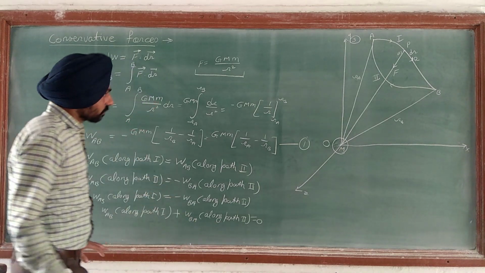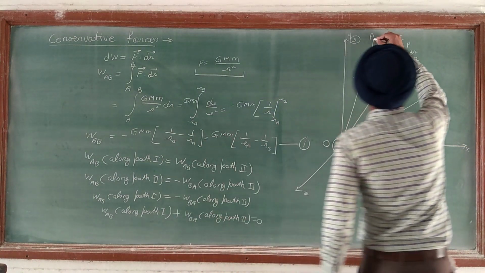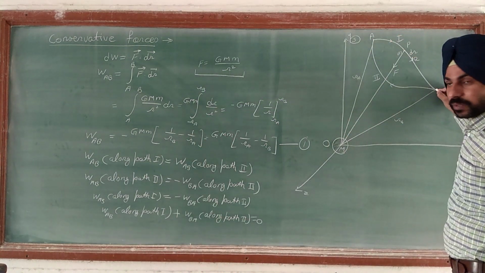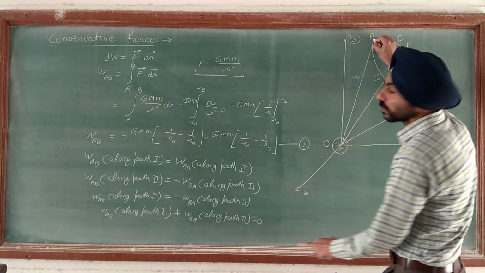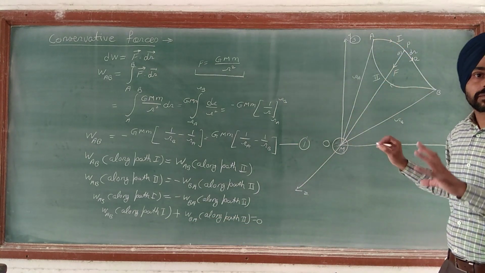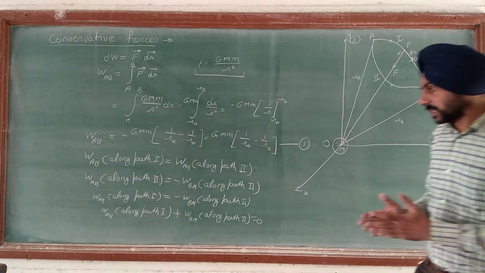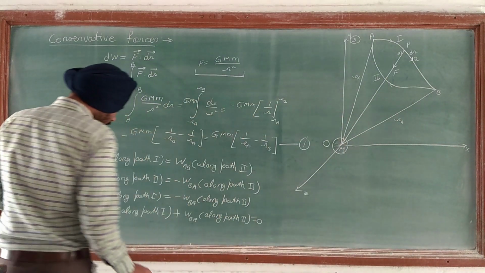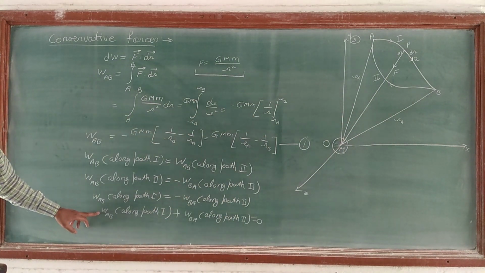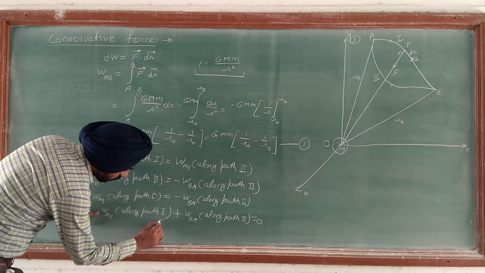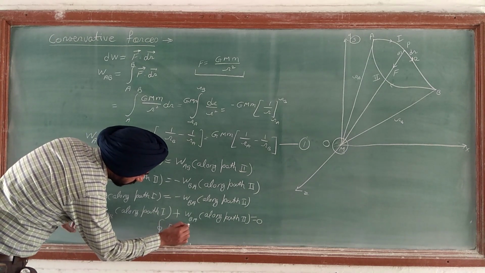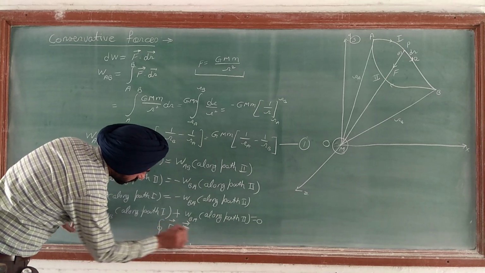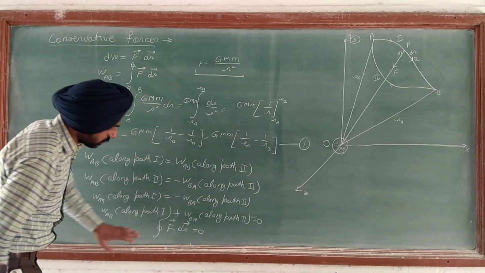That means we are starting from point A and reach point B, and then from point B again reach point E. That means we have covered our closed path. Finally, we can write it as a closed integral. What is work done? F dot dr. F dot dr is equal to 0.